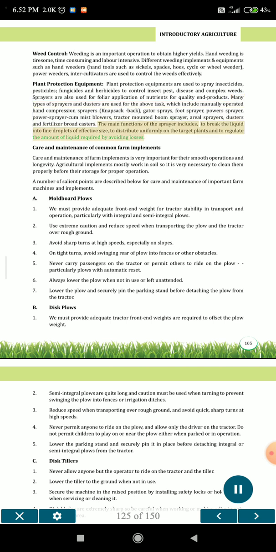The main functions of the sprayer include to break the liquid into fine droplets of effective size, to distribute uniformly on the target plants and to regulate the amount of liquid required by avoiding losses. Care and maintenance of common farm implements. Care and maintenance of farm implements is very important for their smooth operations and longevity.